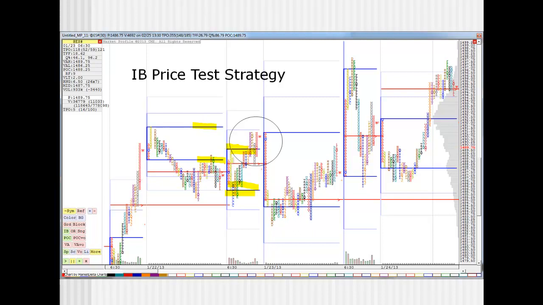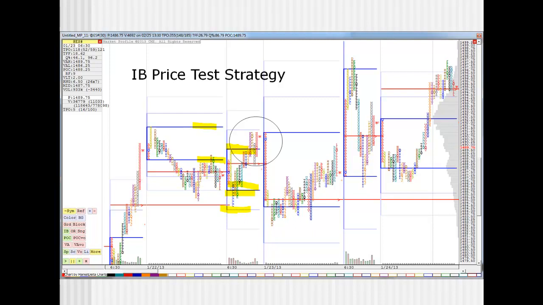Now, even though they are lower, take a look at what happens. We come back up for a test of initial balance high up here with period B. And what happens? We're not able to penetrate. So we come back down and we test initial balance low in period C. Period C continues to drop even further, but never quite makes it to the 150% level.